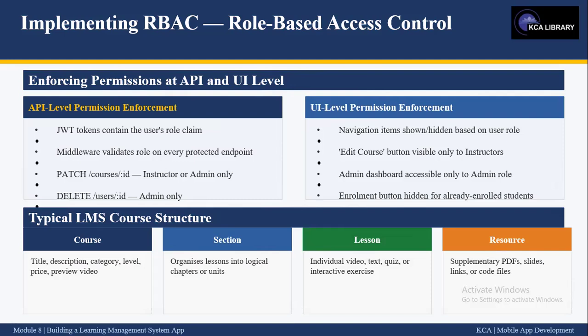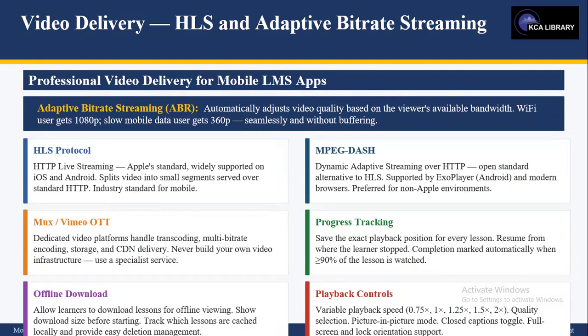Typical LMS course structure: the course has a title, description, category, level, price, and preview video. Then sections, organizing lessons into logical chapters or units. Lessons: individual video, text, quizzes, or interactive exercises. Resources: supplementary PDFs, slides, links, or code files.